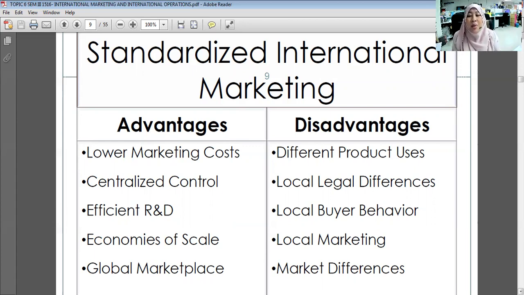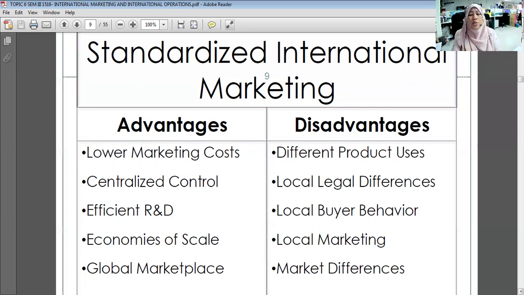Okay, and then market differences. We're talking about market differences here. Different markets will have differentiation. In Malaysia the market will be like this, Indonesia's market will be like that, totally different. So standardized international marketing is not preferable for those with preferences based on personal or specific needs. It's not preferable and not recommended.